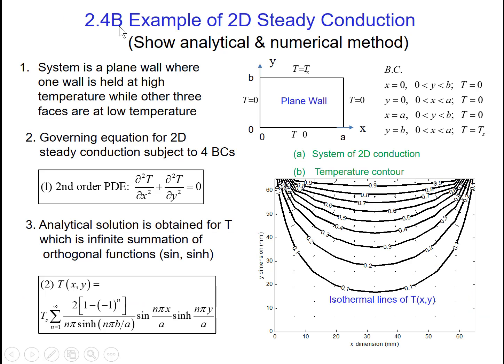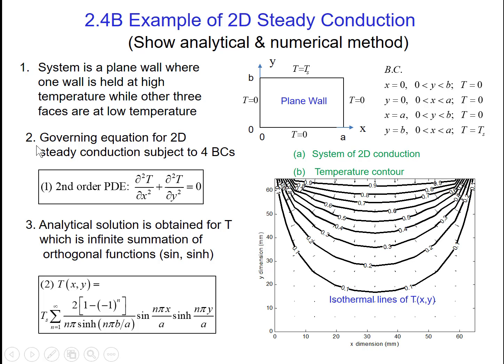B. We will use the example of two-dimensional steady conduction to show analytical and a numerical method. First, our system is a plane wall where one wall is held at higher temperature while other three faces are at a lower temperature.